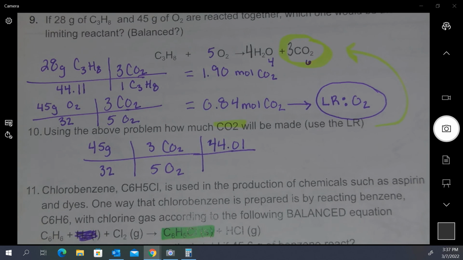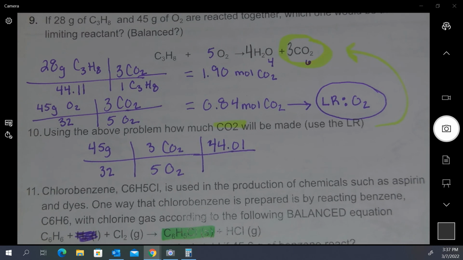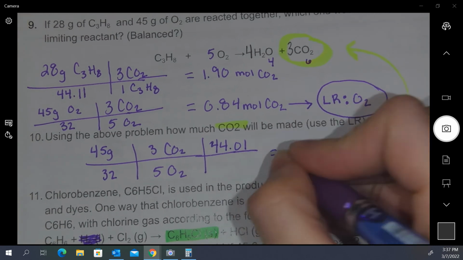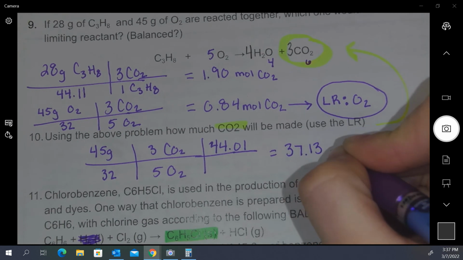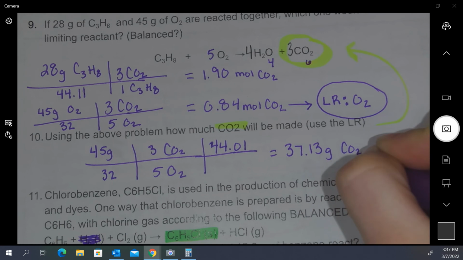So 45 times 3 times 44.01 divided by 32 times 5. I get 37.13. I might be wrong, but that's what I ended up getting. 37.13 grams of CO2.